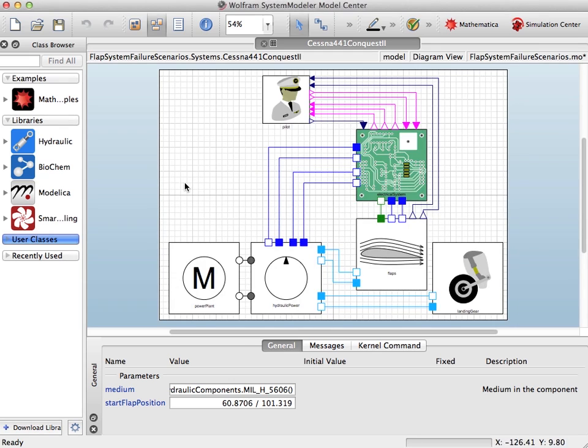The model of the flap system consists of 6 subsystems, seen here in the diagram view. We have the pilot, who manually chooses the flap position using a flap selector switch on the instrument panel. The electrical system, the hydraulic power system, a power plant, the landing gear subsystem, and the flap subsystem. Of these 6 models, the Wolfram Hydraulic library has been used to model 2 of them, the hydraulic power system and the flap subsystem. Let's take a closer look at them.